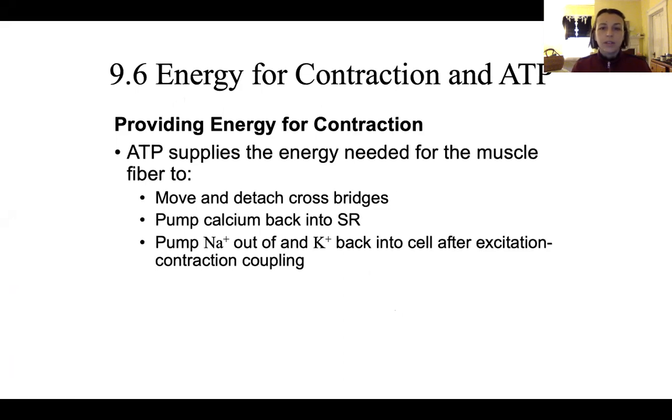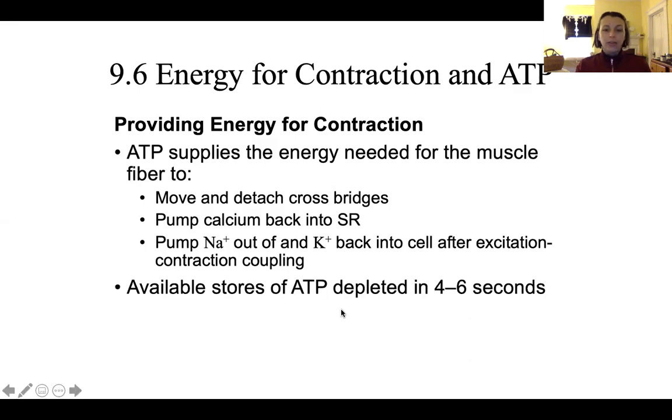So what does it do? Energy for contraction and ATP. ATP supplies the energy needed for the muscle fiber to move and detach the cross bridges. It's involved with the calcium pumping into the sarcoplasmic reticulum, and it's also responsible for pumping the sodium out of a cell and the calcium back into the cell after the excitation contraction coupling. So we need ATP for all of this. Is there anything else that is of importance here? Just that now we are going to look at exactly how those bonds or energy is made.